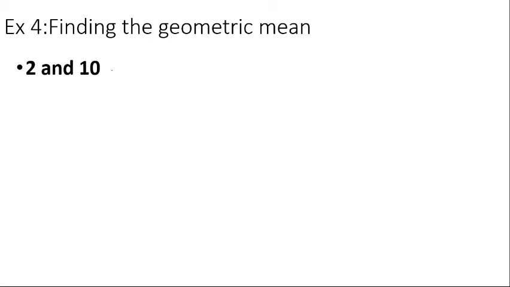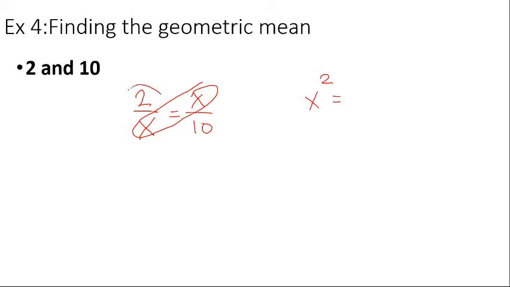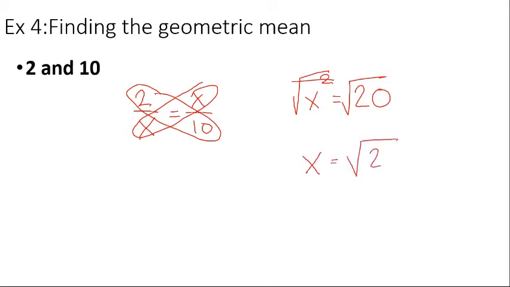Number 4, 2 and 10. So here again, 2 over x equals x over 10. Cross multiply. X times x is x squared. 2 times 10 gives me 20. To get rid of the square, I square root it. Eliminate. Okay, so x equals square root of 20.